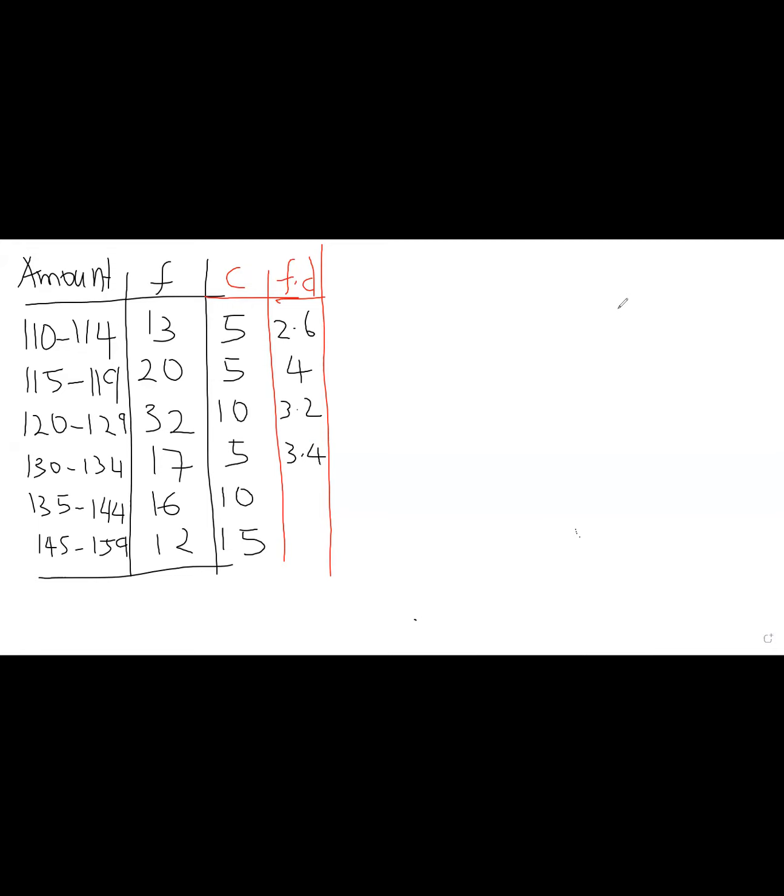3.4. Okay. Then 1.6. And then the last one? 0.8. Good. So it means I picked out those two. You need class size, the class width, and frequency density.